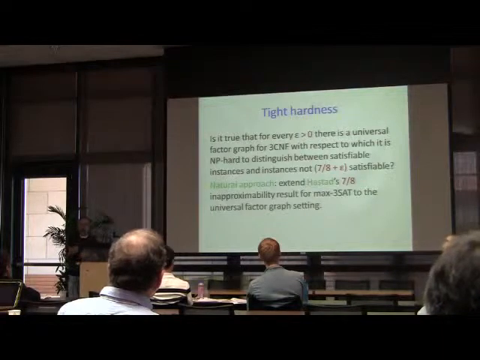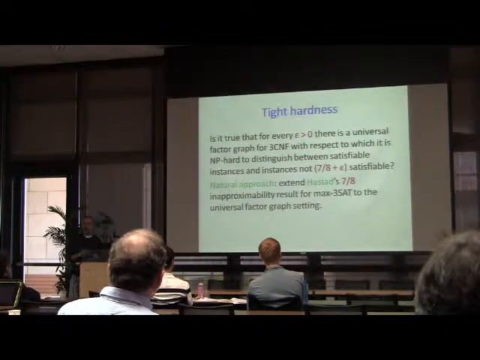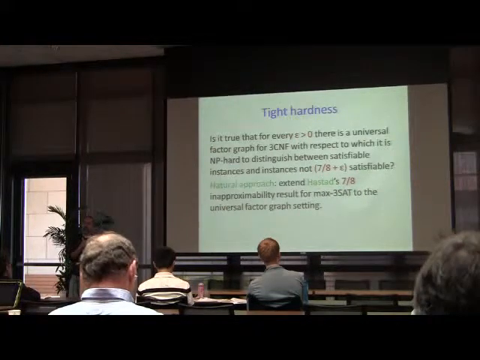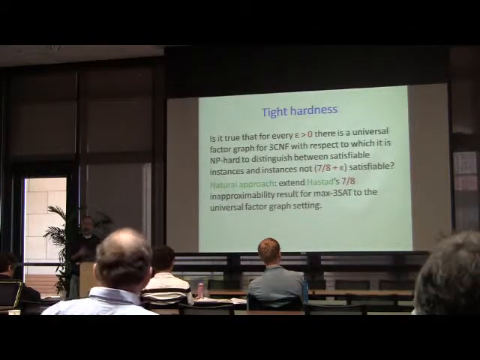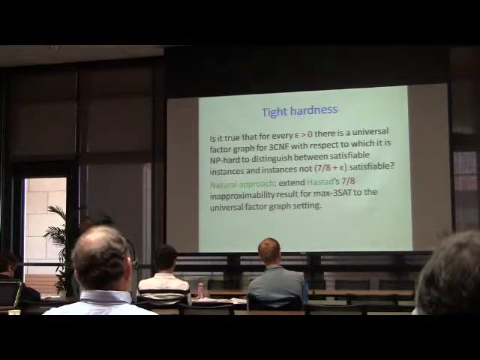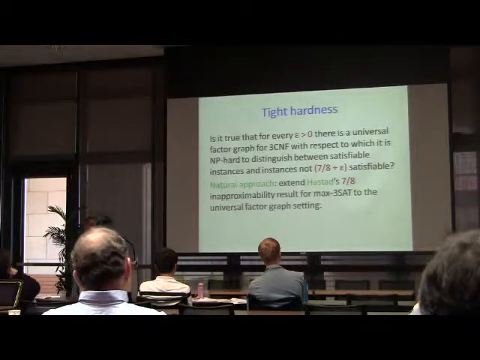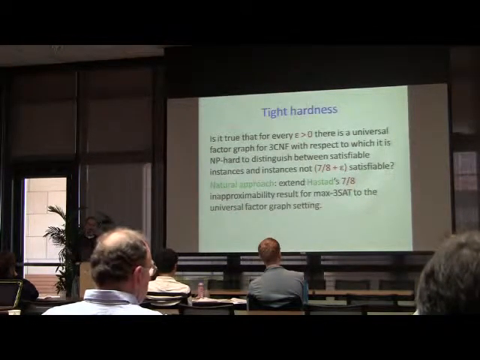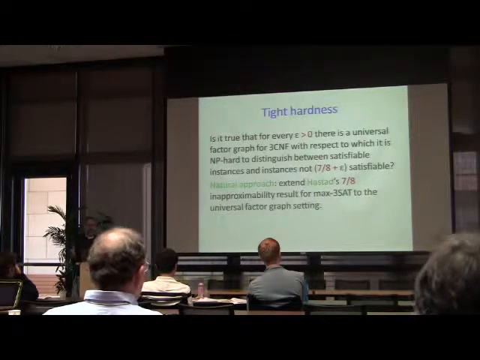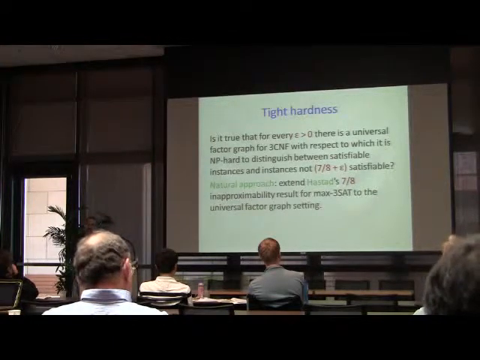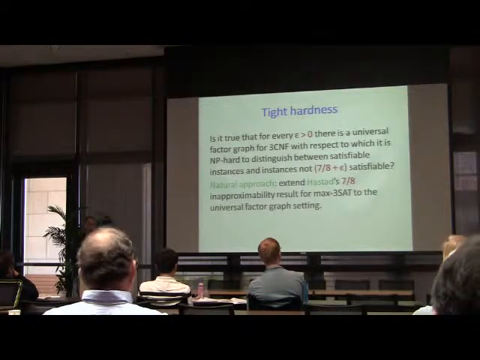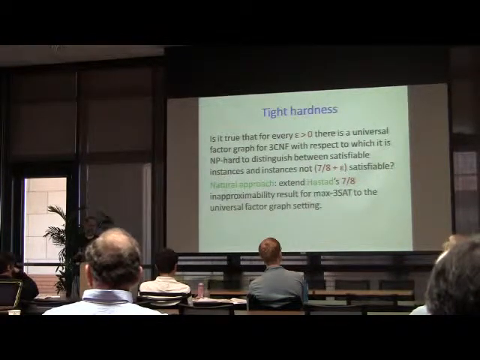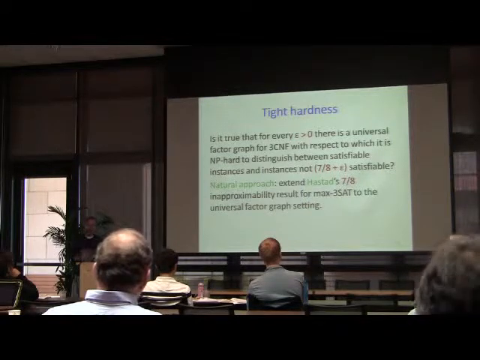So now let's go one step further. This is more or less where previous work on preprocessing would stop, because from this kind of statement, you can do reductions to lattice problems without worrying what's the exact hardness of approximation ratio that you get for problems like 3SAT. So now here's additional stuff that was not mirrored in previous work. We want to get tight results now. So here's a question. Is it true that for every epsilon, there is a universal factor graph for 3CNF or 3SAT, with respect to which it is NP hard to distinguish between satisfiable instances and those which are 7/8 plus epsilon satisfiable? That's the best hardness result known without preprocessing. Is it also true with preprocessing?